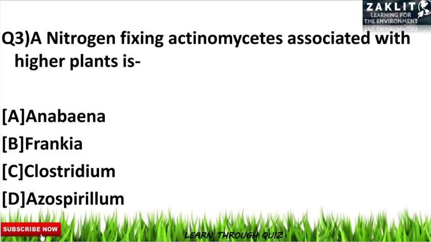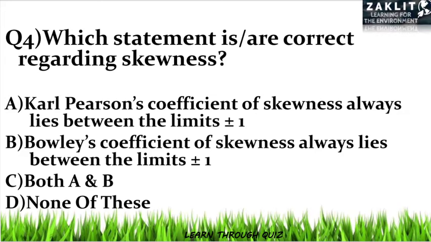Let's move on to our next question. The next question is from the statistics section, which is, we have to find the correct statement regarding the skewness. So here two kinds of skewness are given, Karl Pearson's and Bowley's coefficient.